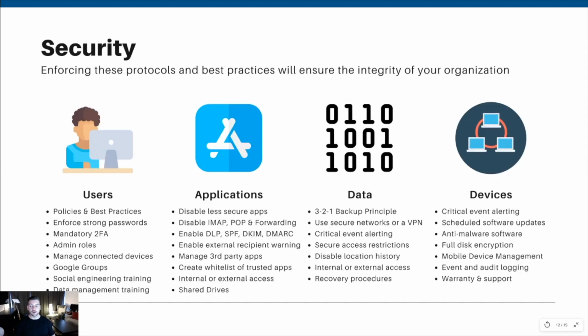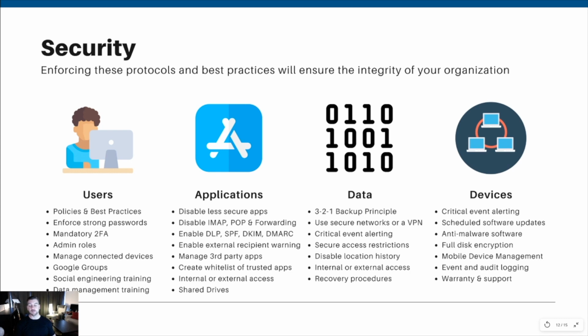Moving on to security from organization. The next thing that we're going to want to look at is the security for each of these categories inside of G Suite. We want to make sure that users understand the policies and best practices. We want to make sure they're enforcing strong passwords. We want to make sure that you have mandatory two-factor authentication set up. This means that when people are using this new platform, they're not going to be able to simply access their accounts with their password. We want to have a secondary layer of protection for them.